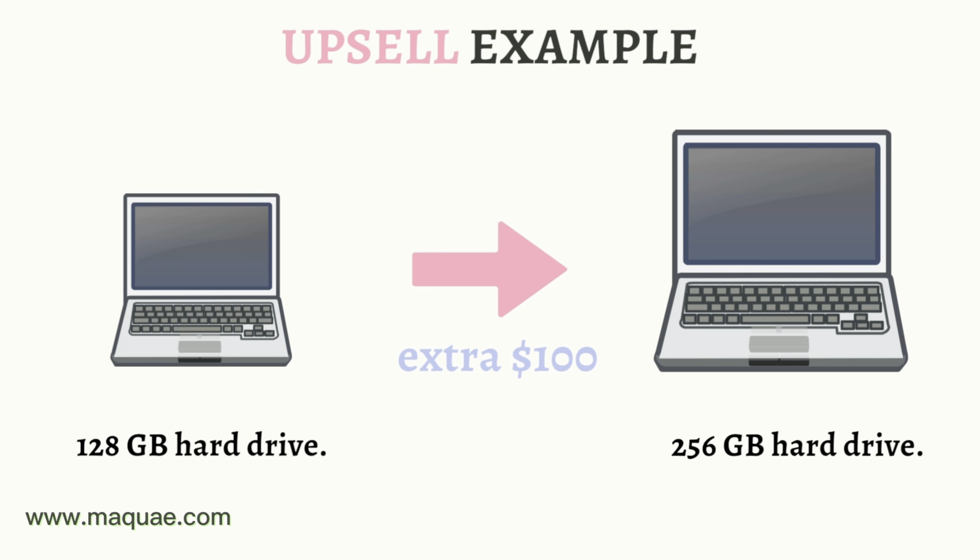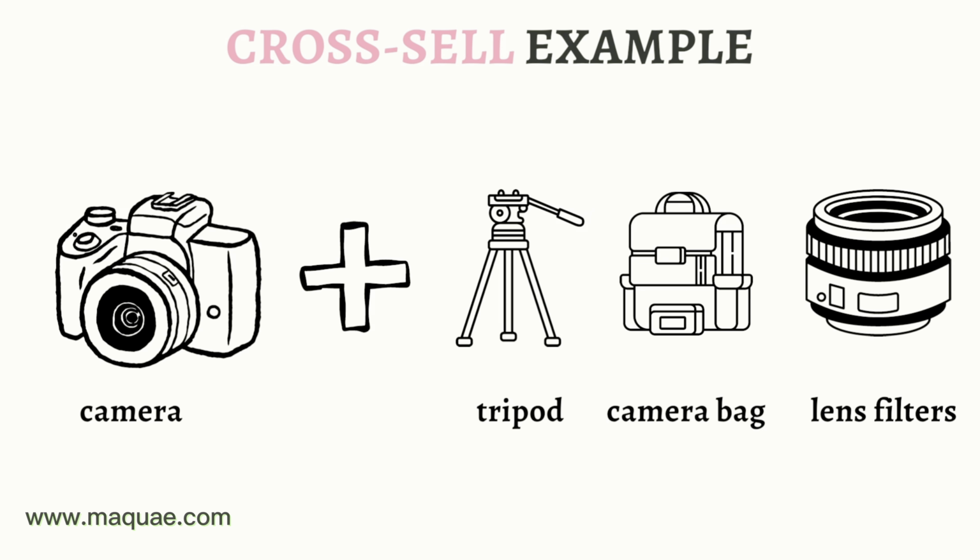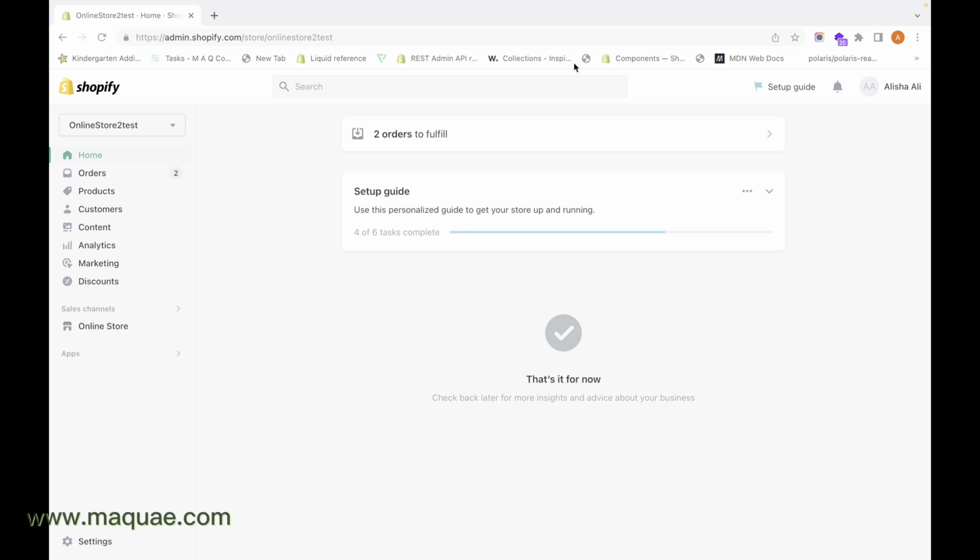Let me just show you an example. A customer is considering buying a laptop with a 128 GB hard drive. The salesperson suggests that for an extra $100, the customer could upgrade to a laptop with a 256 GB hard drive. This is upsell. See an example of cross sell. For example, if a customer is buying a camera, the salesperson may suggest additional accessories such as a camera bag, lens filters, or a tripod. This is cross sell.